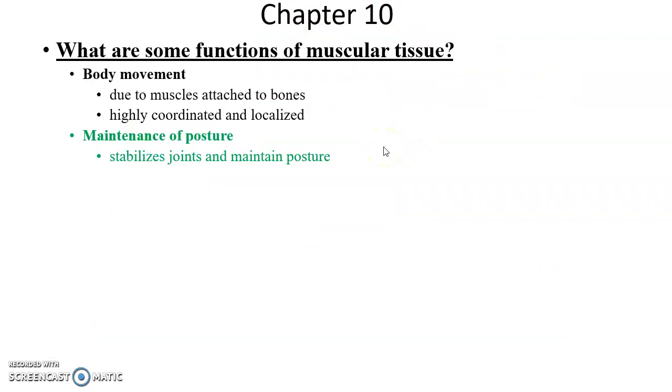So, what are some functions of muscular tissue? Well, body movement, that's a big one. Attached bones cause movement. We can coordinate these movements. We can have movements only occur in a specific part of the body, pretty nice and localized.